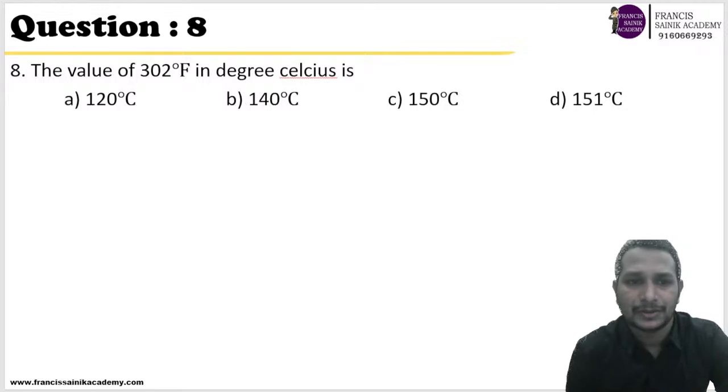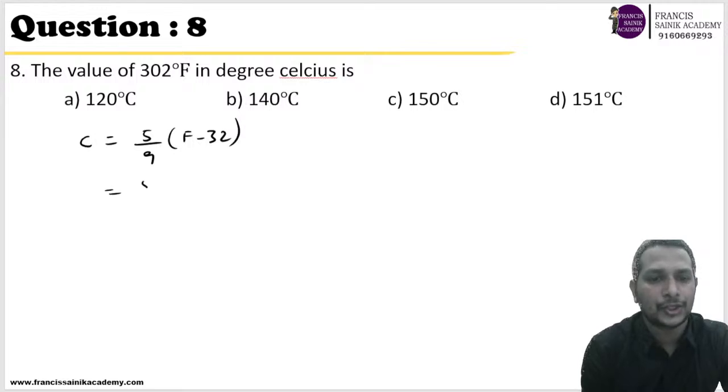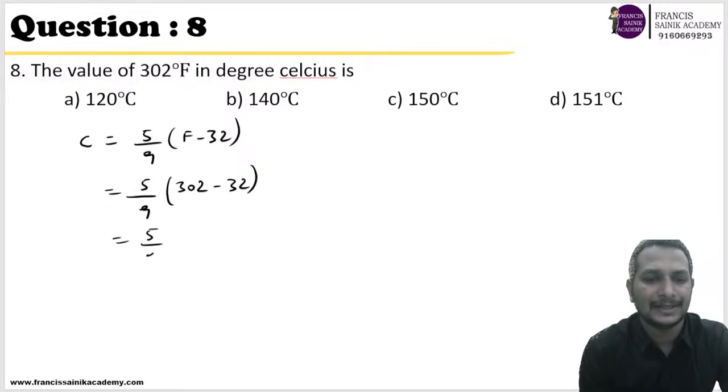So here also, coming to the 8th question, value of 302 degree Fahrenheit in degree Celsius. Here also they give the temperature in Fahrenheit, we convert to Celsius. Same formula, right? C equals 5 by 9 (F minus 32). Replace the value of F as 302. 302 minus 32. When we subtract this, we'll be getting it as 270.